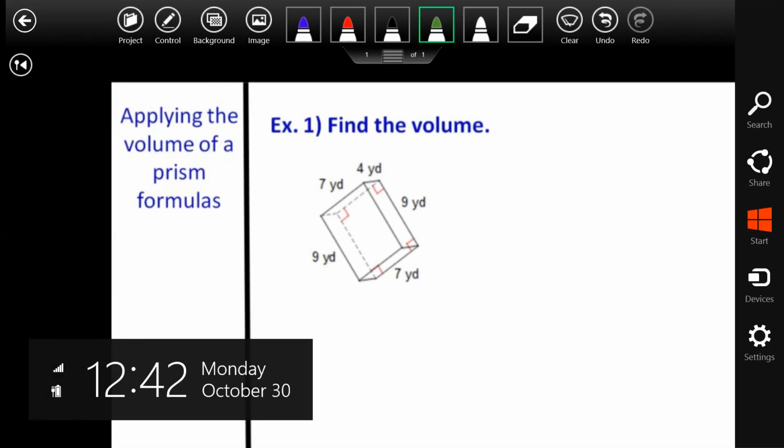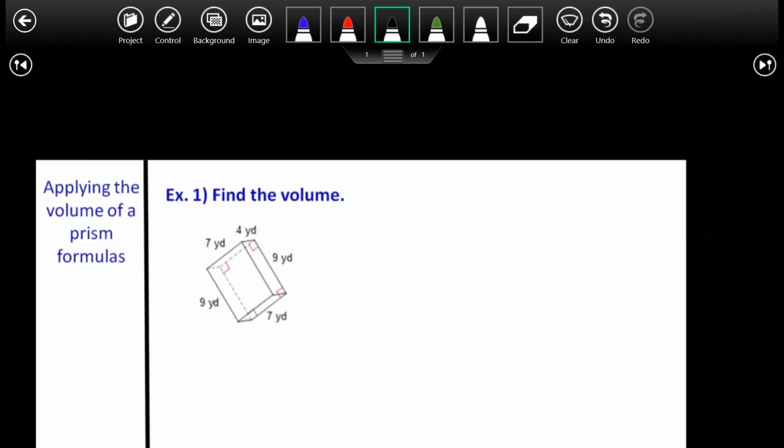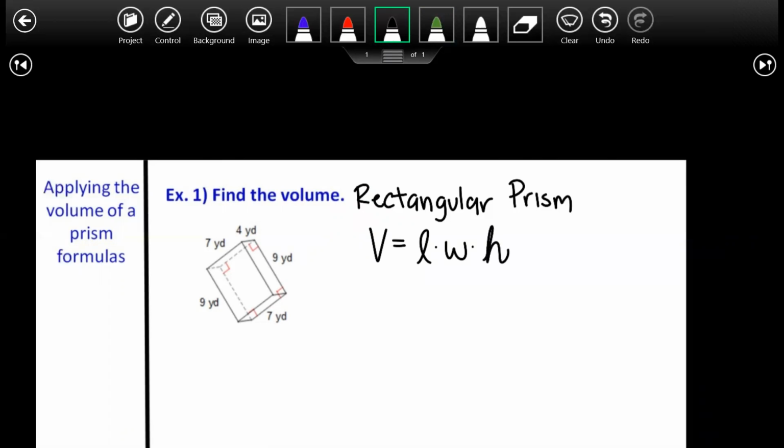Looking at this, want to be able to see this? We are going to apply the volume. This is a rectangular prism. The rectangular prism is also the same thing as a cubic prism. The only difference with cubic prisms is they all have the same side, so it's really easy. In this case, the volume for it will be what? Length times width times height.